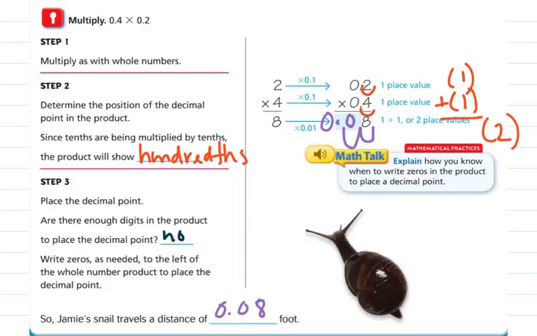So, boys and girls, keep in mind, if you use the strategy that we talked about yesterday, counting the decimal places in the first factor, adding it to the decimal places in the second factor, you can figure out where to place the decimal point in the product.